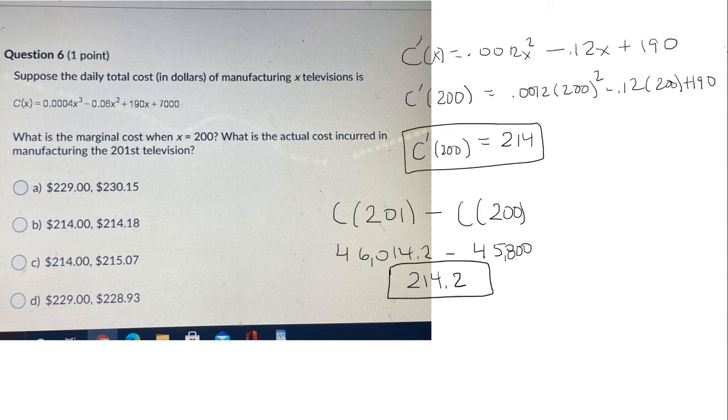So looking at the answer choices, we have 214 as the marginal cost first. So it's either between B or C. And then the actual cost incurred is 214.2, which really should be 214.2, but the answer choice is B.